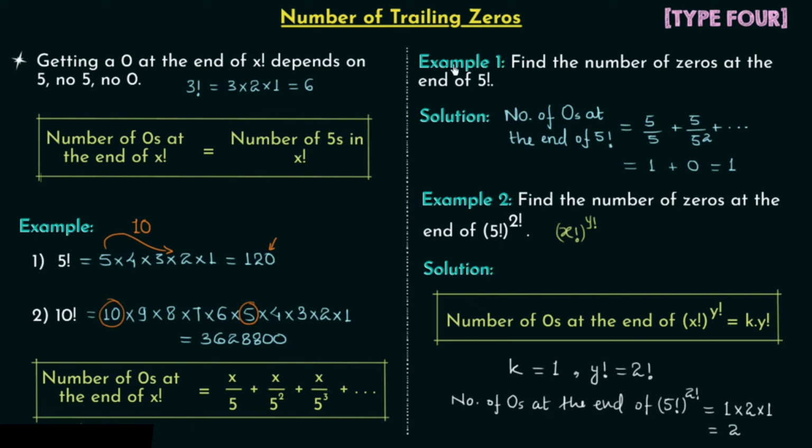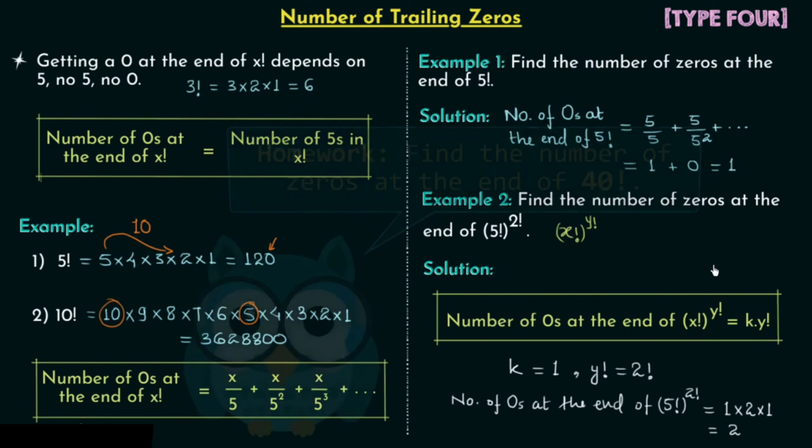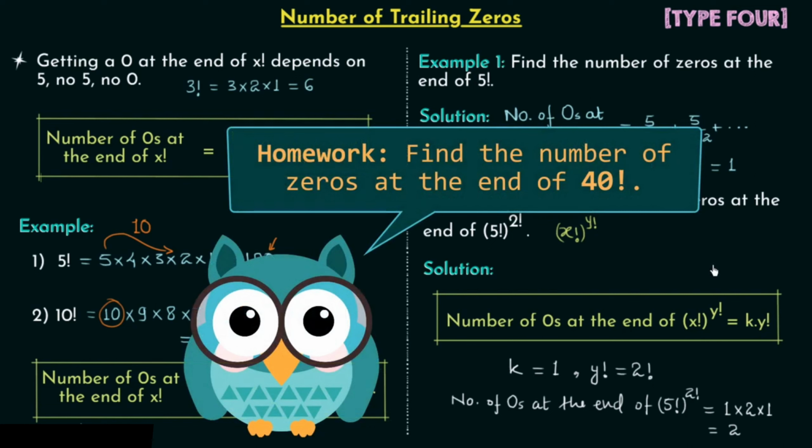So I hope the 2 example problems are clear to you, and now I will provide one homework problem. Try to find the total number of zeros at the end of 40 factorial.